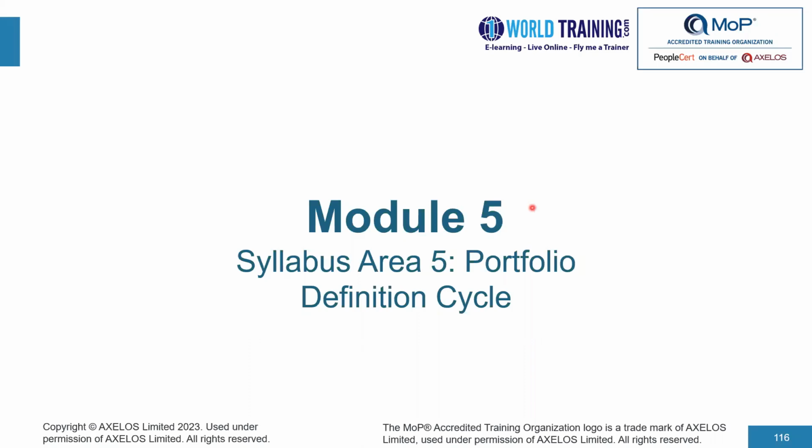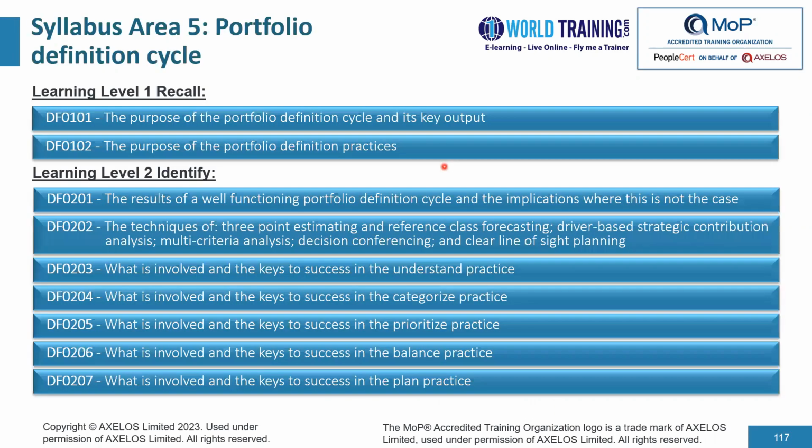Welcome to module number 5, Syllabus Area 5, Portfolio Definition Cycle. The syllabus area contains the following content that we would be covering in this module. At level 1 recall, we would look into the purpose of the portfolio definition cycle and its key output. And we will look into the purpose of the portfolio definition practices. There are 5 practices that we would talk about in greater detail.